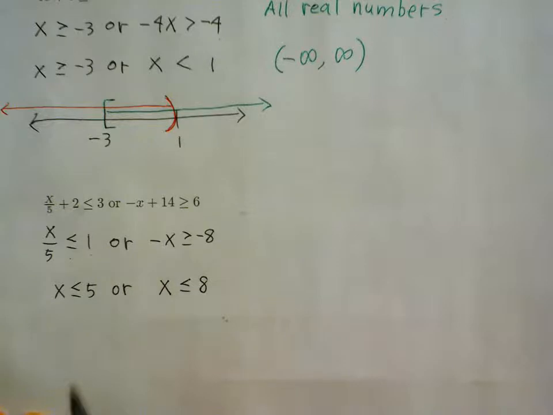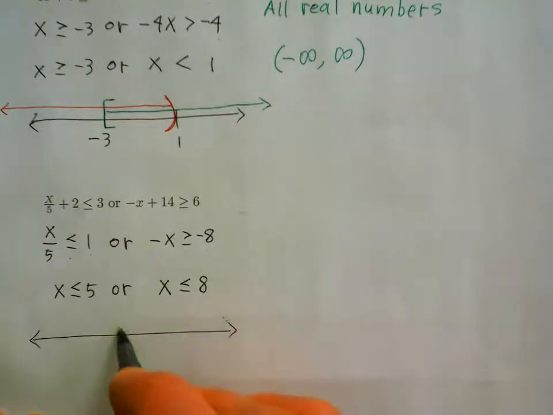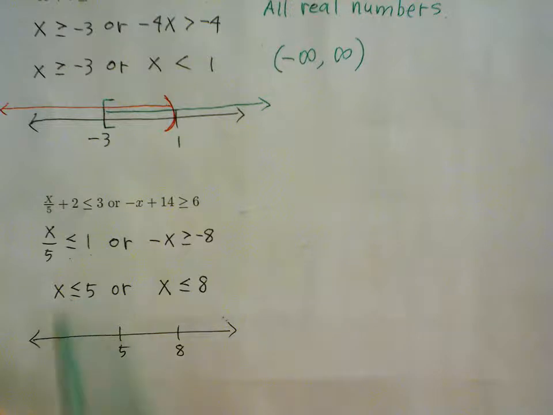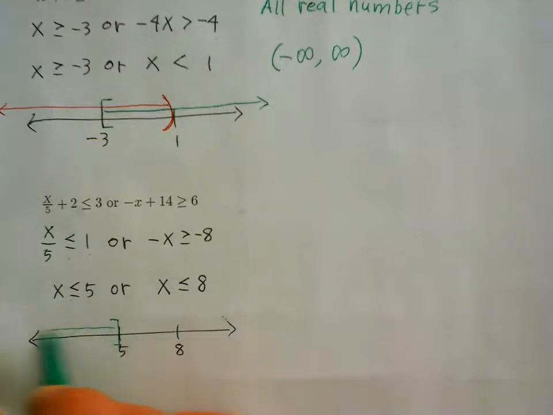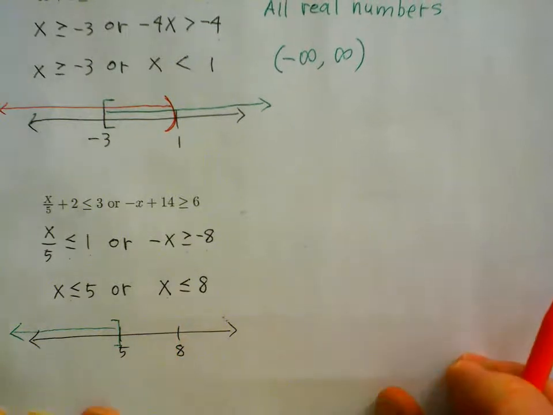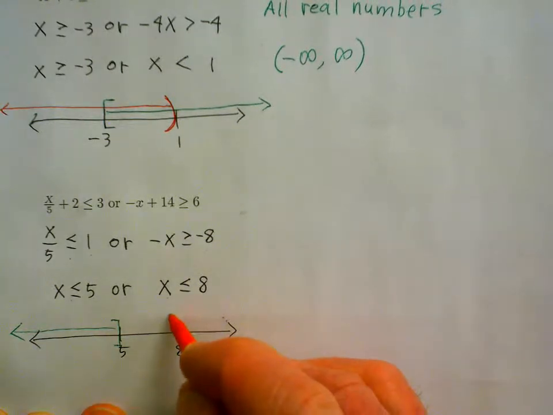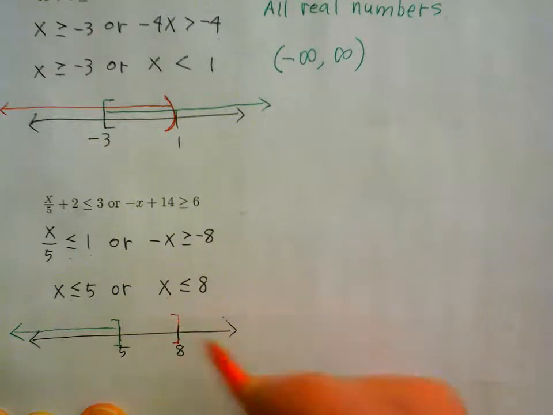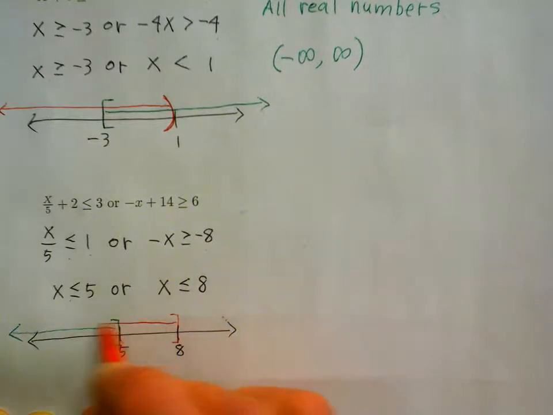If it helps, we can graph the solution, plot the numbers 5 and 8. If x is less than or equal to 5, then those are the numbers at 5 and to the left of 5 on the number line. The other set of numbers, x is less than or equal to 8. So those are the numbers that are at 8 and to the left of 8.